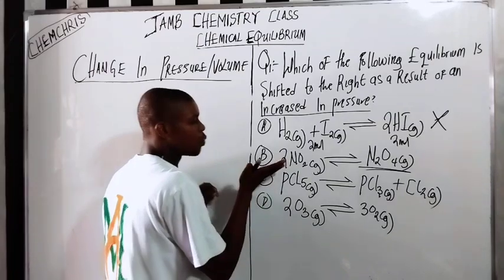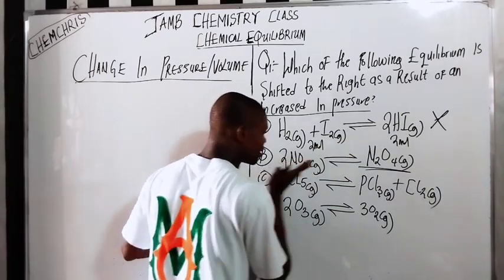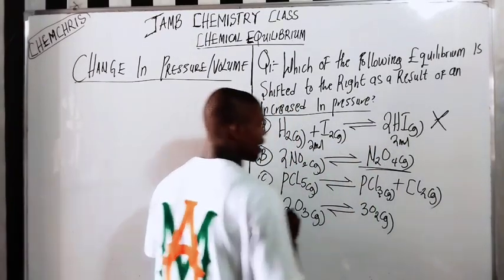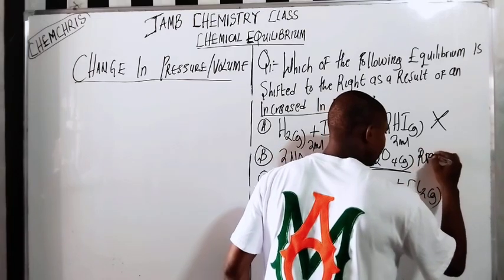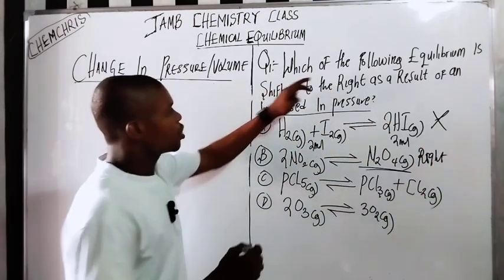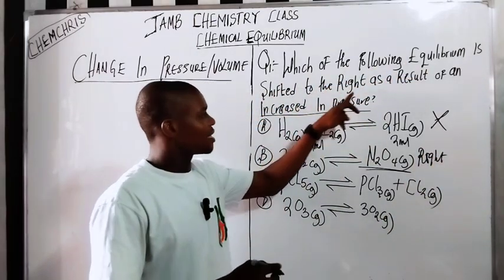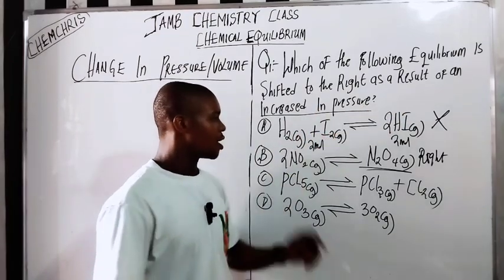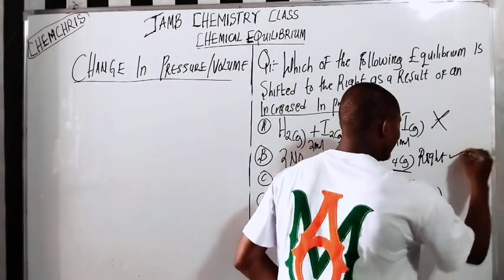Just that. So the reaction will move to the what? The reaction will move to the product side, which is to the right. So this will move to the right. Right there. This is which of the following equilibrium is shifted to the right as a result of an increase in pressure. This one happens to be the correct option.